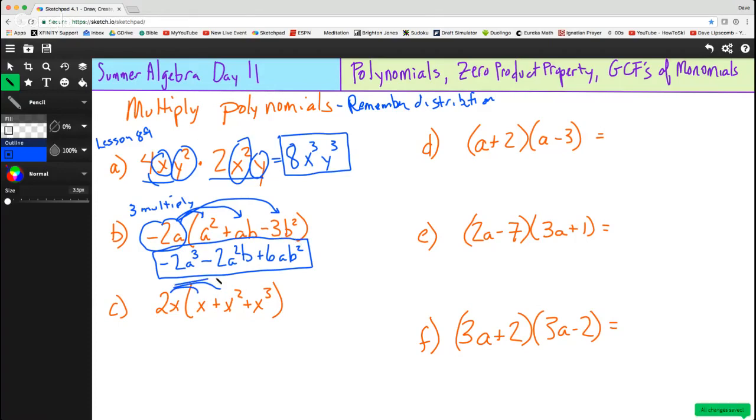C, 2x times x squared is 2x cubed, and then we have 2x to the 4th. And then we rewrite that in descending order of degree.